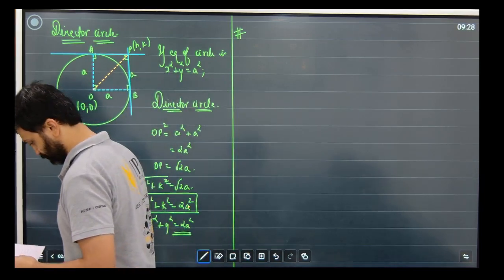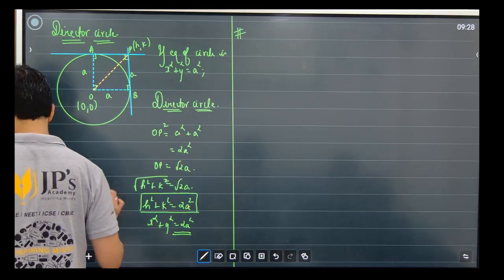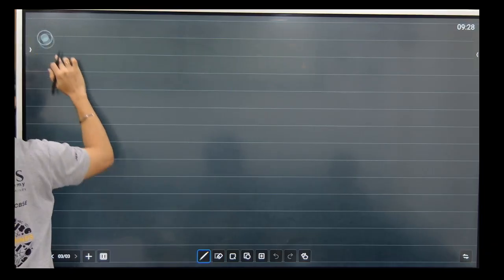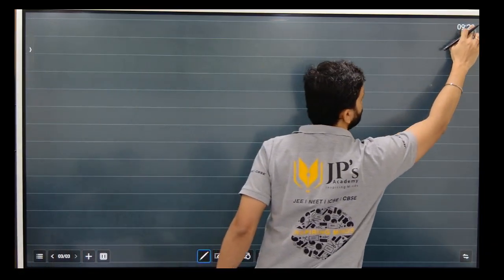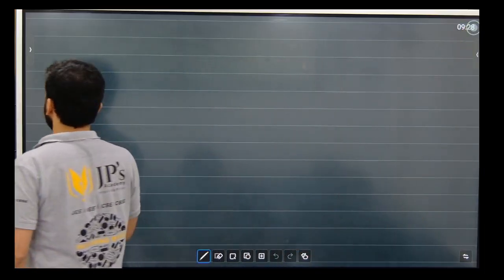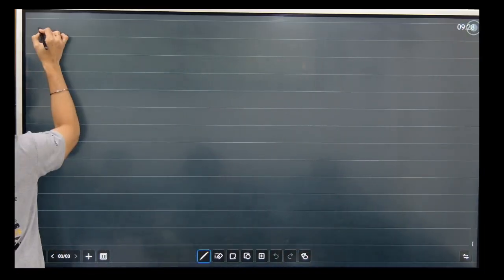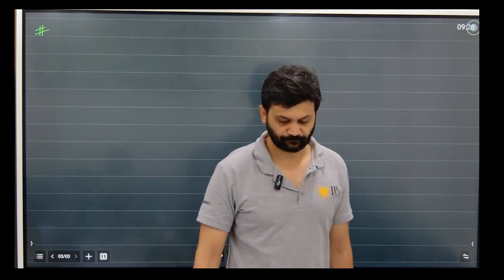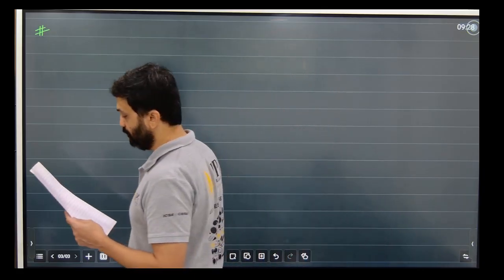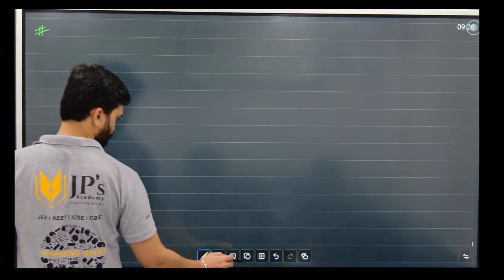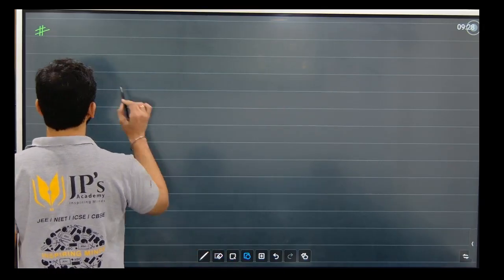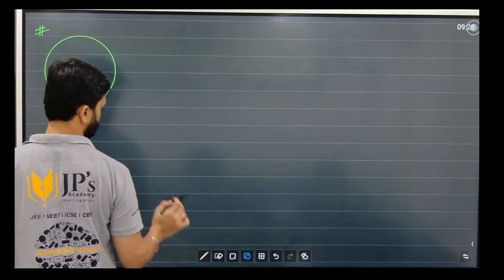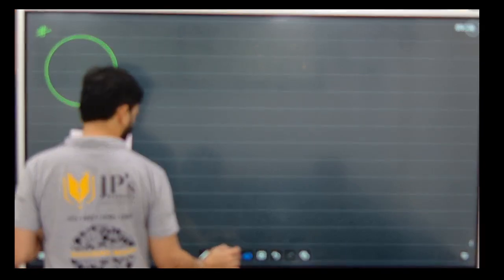Next. Equation of a chord of a circle with a given middle point.